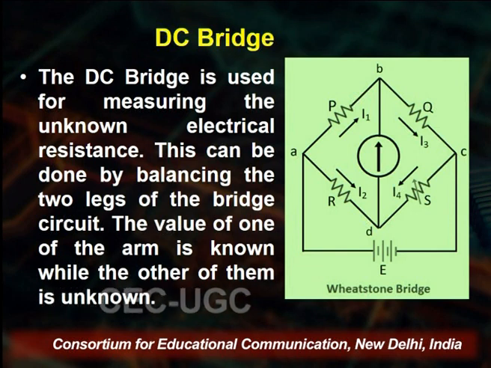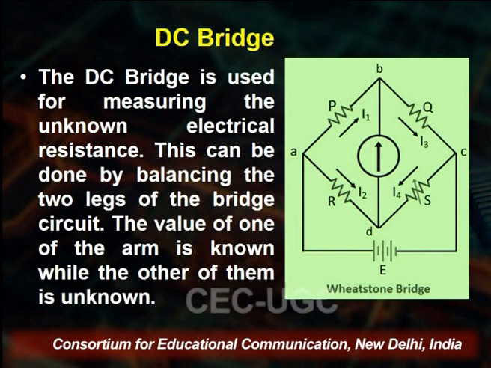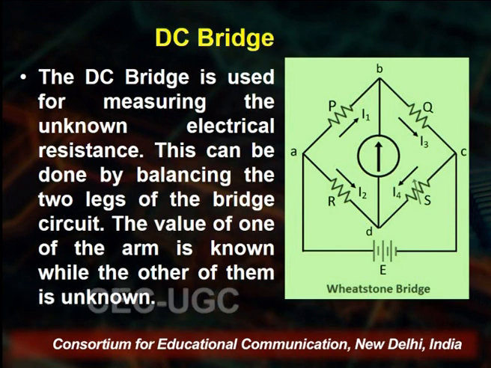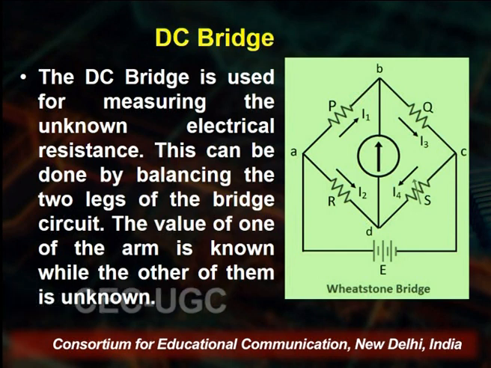Now the DC bridge circuit. DC is used for measuring the unknown electrical resistance. This can be done by balancing the 2 legs of the bridge circuit. You see on the right-hand side that here we use DC electric power, a battery E, and then you see the flow of the current. In place of R1, R2 we have P, Q, R, S resistances attached here, and we balance these resistances. Between B and D there is a deflection meter, that is a galvanometer that measures the deflection in the bridge.